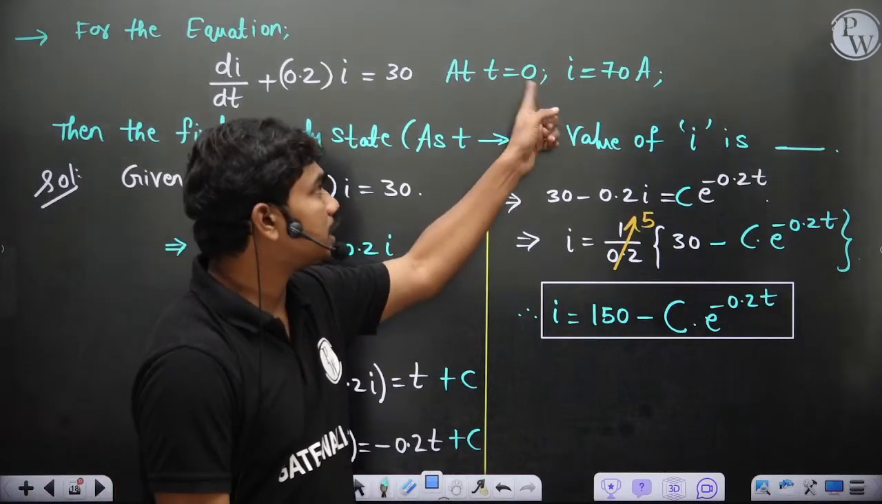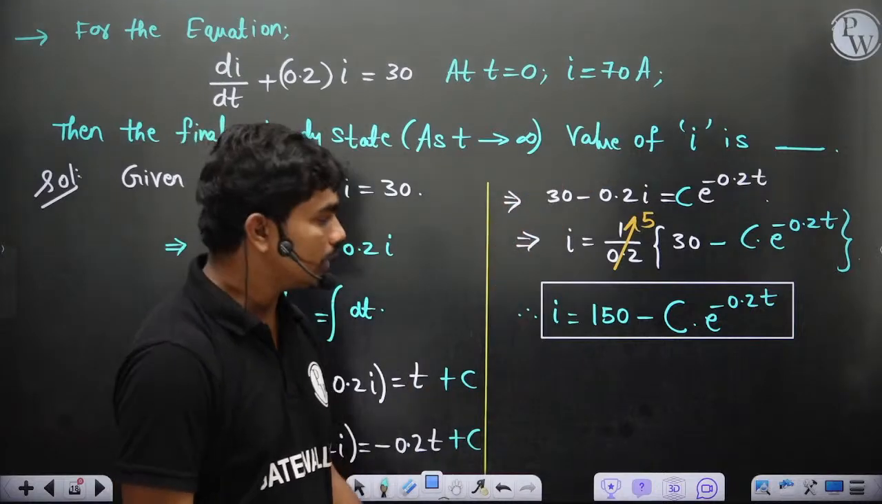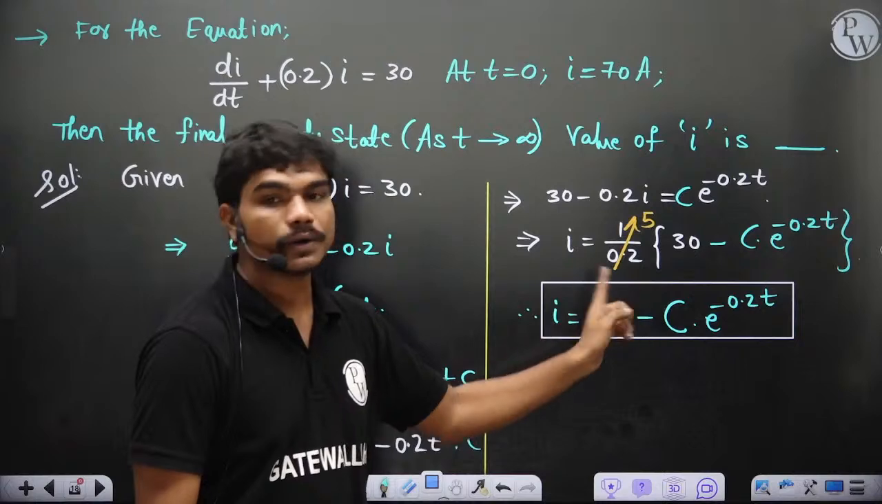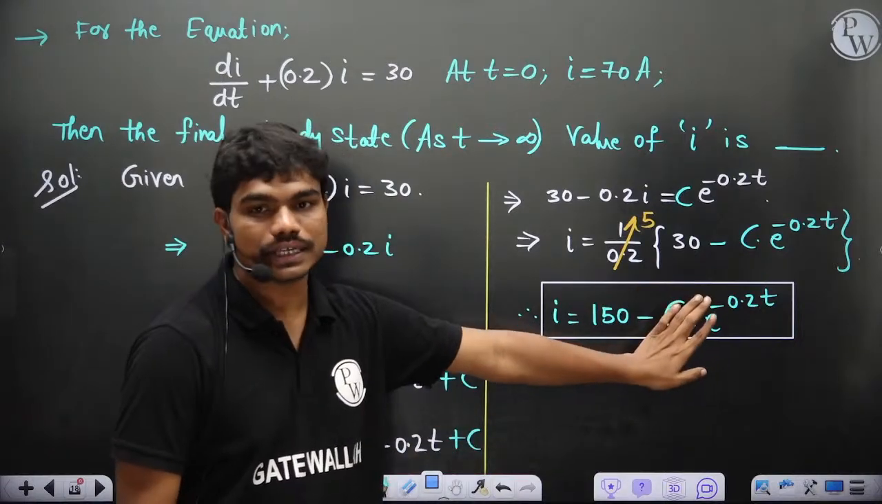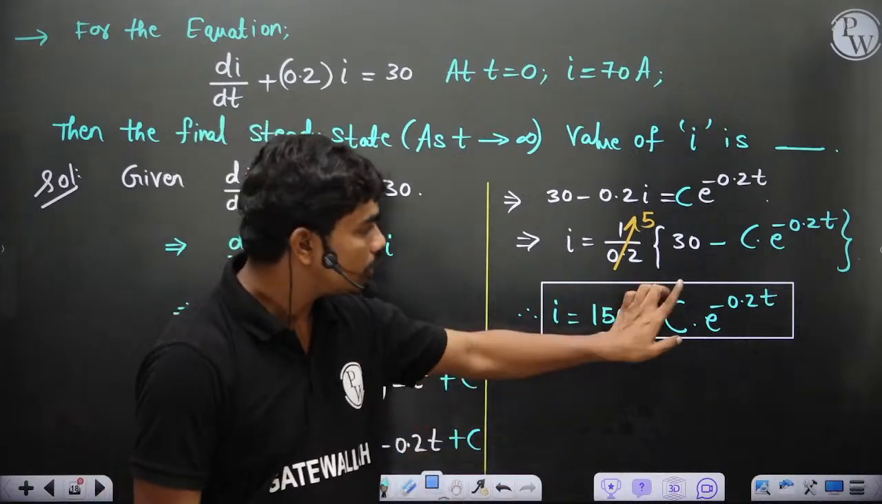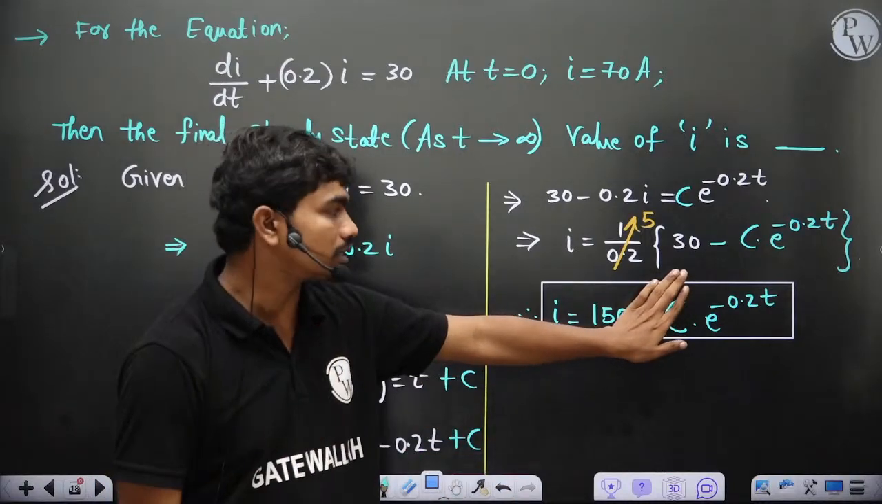Now tell me one thing. I have given you a boundary condition: at t equal to 0, I is equal to 70. So you will put t equal to 0 here, then I equal to 70, and then c is equal to 80 is what you will get. So the c value is 80. Good, you have done some calculation.